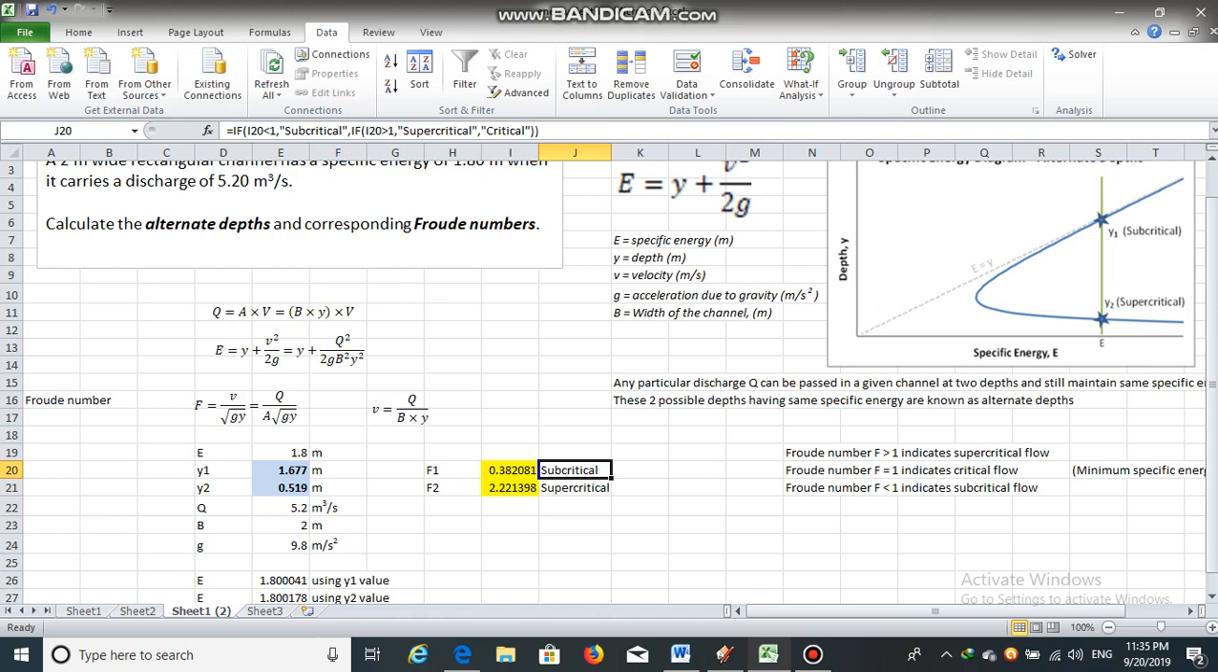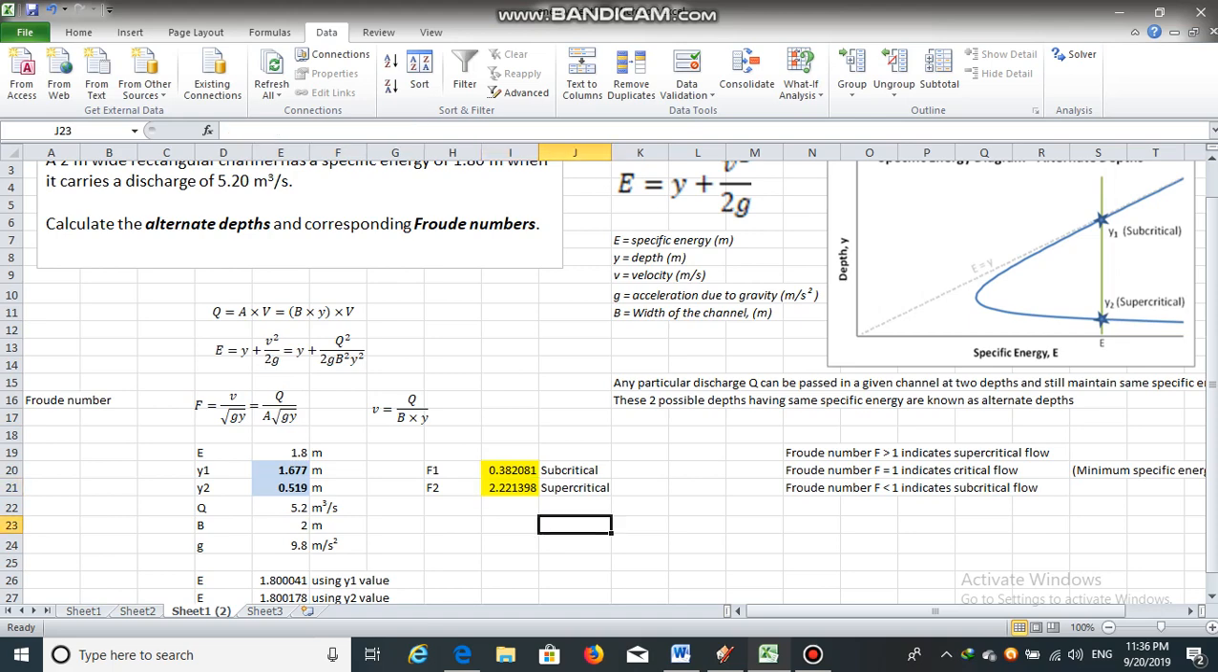And similarly, the value of Froude number F2 corresponding to the supercritical depth is 2.21, using the same equation, but in this equation we used the value of y2. So these are the Froude numbers and these are the alternate depths.